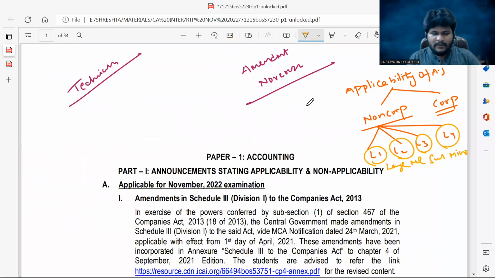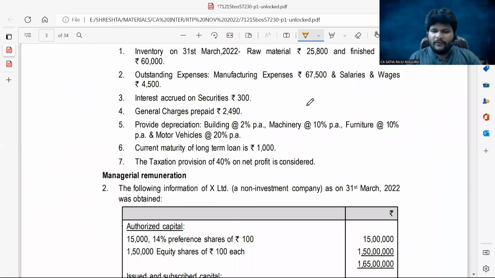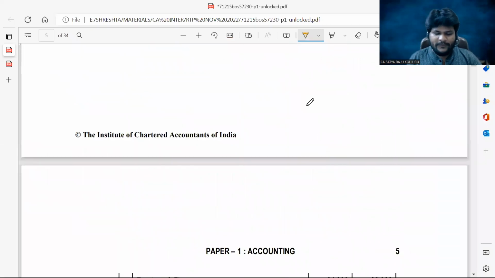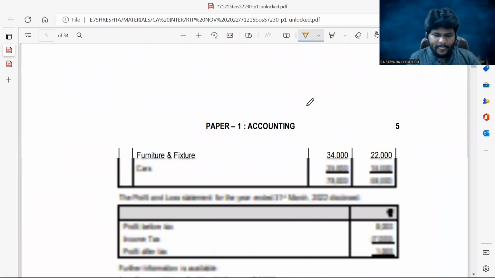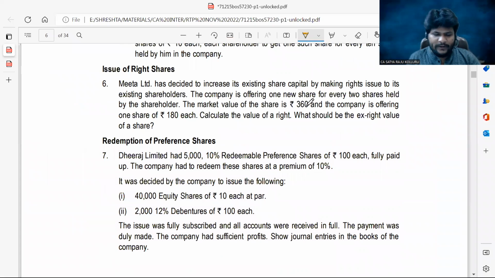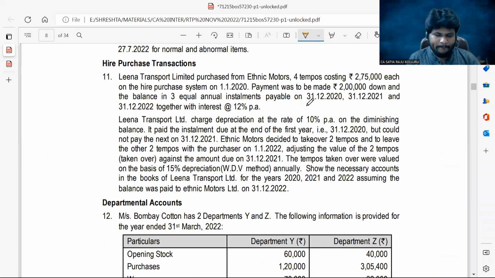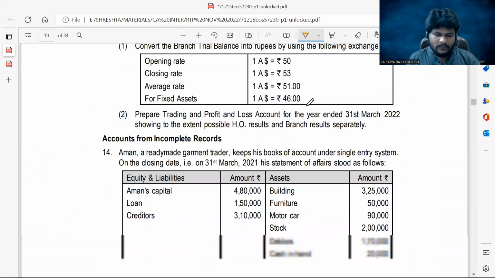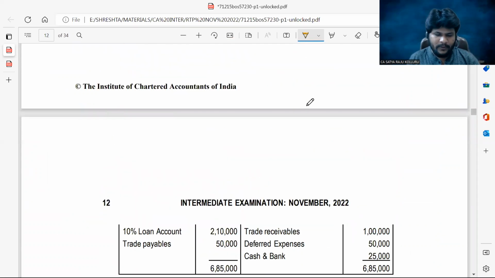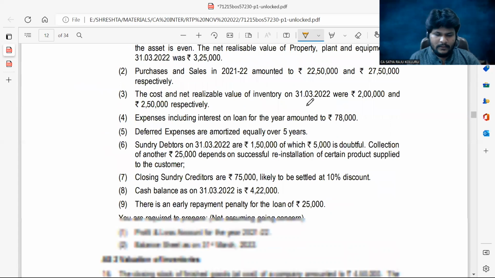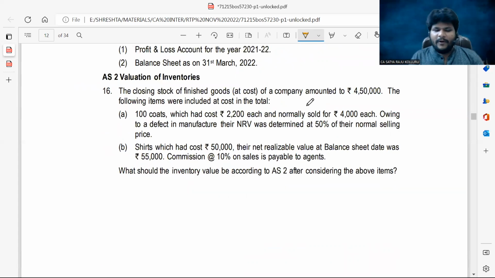Come back. Now out of the problems, which problems should we first try to cover? Problems related to accounting standards. Let us take them into the discussion first. So this is the problem from AS 2, valuation of inventories.